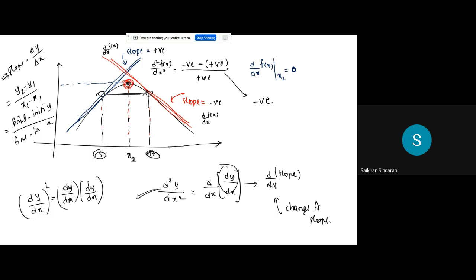So what is this point? Is it a maxima point or a minima point? Maxima. It's a maxima point, right? It's a local maxima, in fact, I told you. So at the maxima point, what is your double derivative coming as?